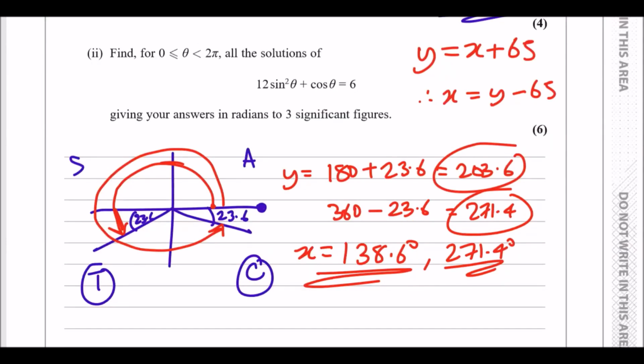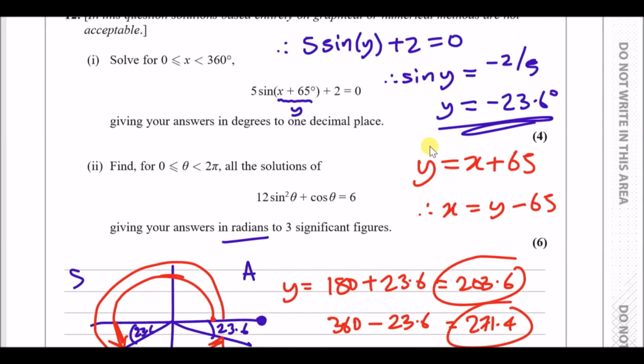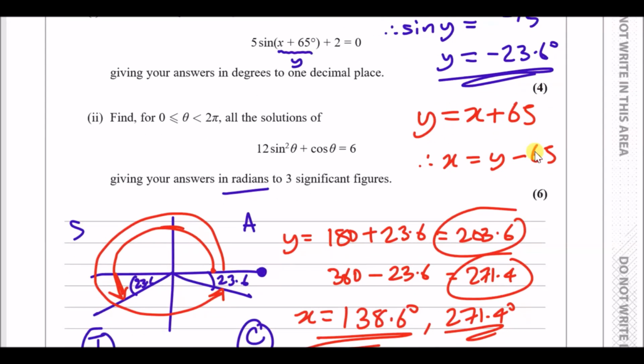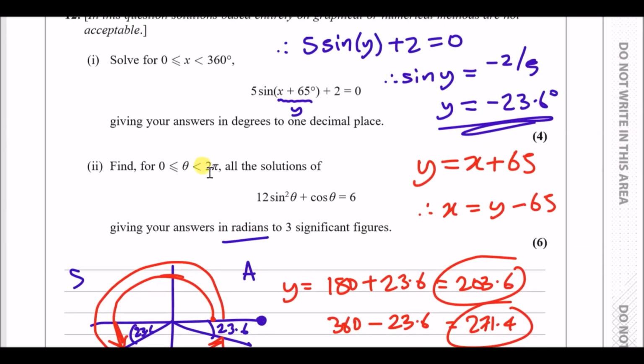Okay, part 2. So now we need to find, for this new range, all the solutions for this equation, giving you answers now in radians to 3 significant figures. Okay, so the same rule applies, yeah? First things first, let's switch our calculator from degree to radian mode, yeah? And we won't make that mistake. And by the way, guys, 2π is equal to 360 degrees as well.